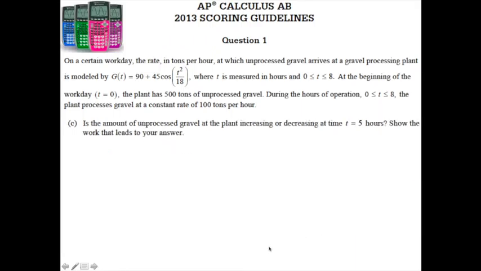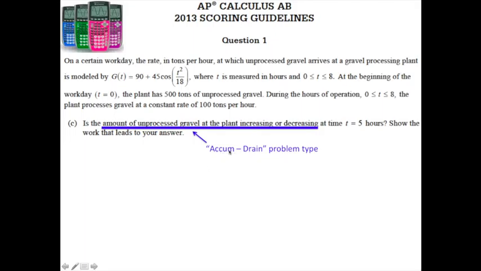For part C, it says, is the amount of unprocessed gravel at the plant increasing or decreasing after 5 hours? So now we have to consider the fact that we're asking for the amount of unprocessed gravel at the plant, which means we've got unprocessed gravel coming in, and we have processed gravel going out. So this is what I call an accumulation-drain sort of scenario.